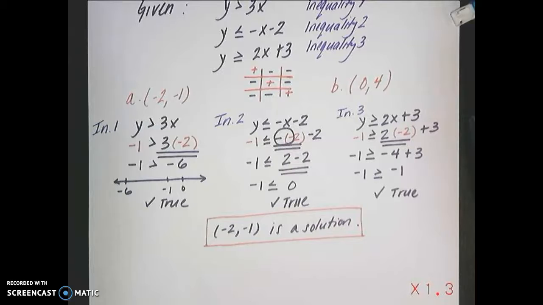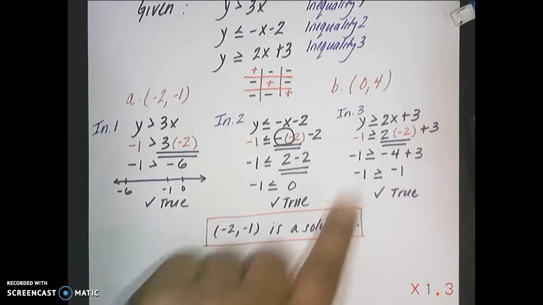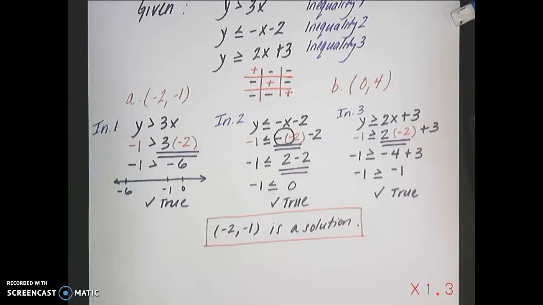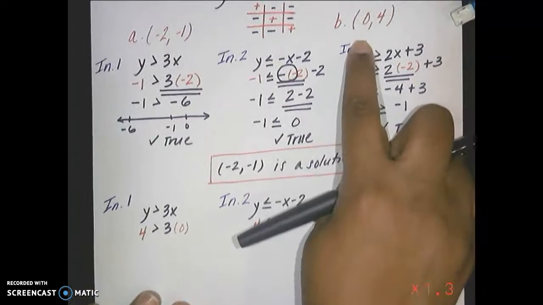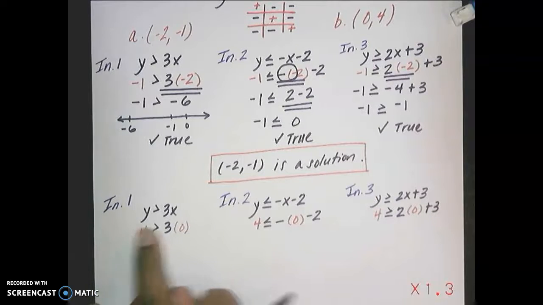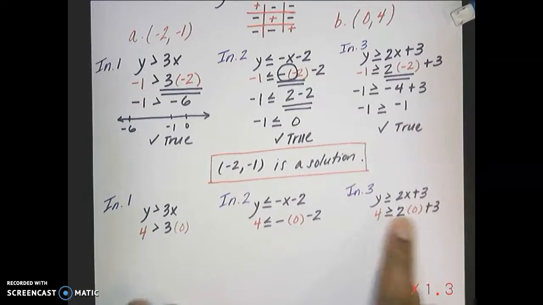Okay, so now I'm going to set up the second point, which is 0, 4, and see if that's a solution to our system of inequalities. So what I did was I substituted in 0, 4 into all three of the inequalities that are given, and I want to see if I get a true inequality statement.